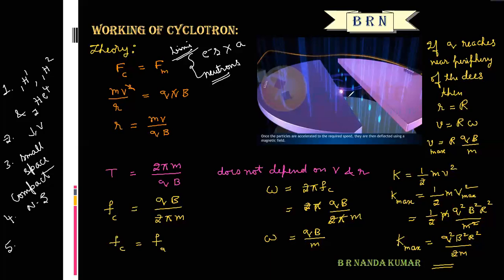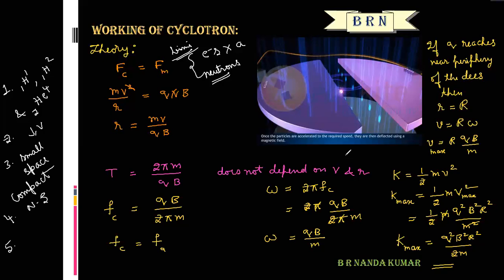Okay, a charged particle can be accelerated to very high energies by making it pass through a moderate electric field a number of times. Right? That can be done with the help of a perpendicular magnetic field, which throws the charged particle into a circular path. Okay, the frequency of the charged particle does not depend on the speed of the charged particle and the radius of the circular orbit. That is the principle of cyclotron.